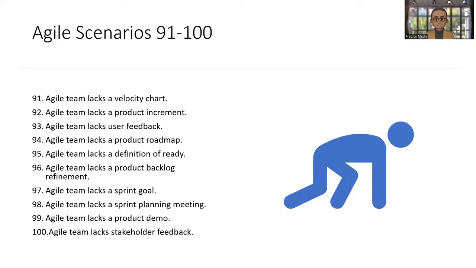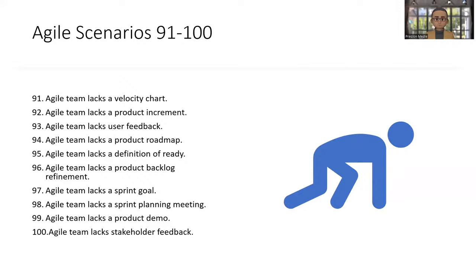What about if the Agile team lacks a product demo? In other words, sprint review? Or number 100, the Agile team lacks stakeholder feedback? What should you do? What is the implication? What could you have done to prevent this? I hope these 100 scenarios are helping you think in a different way.